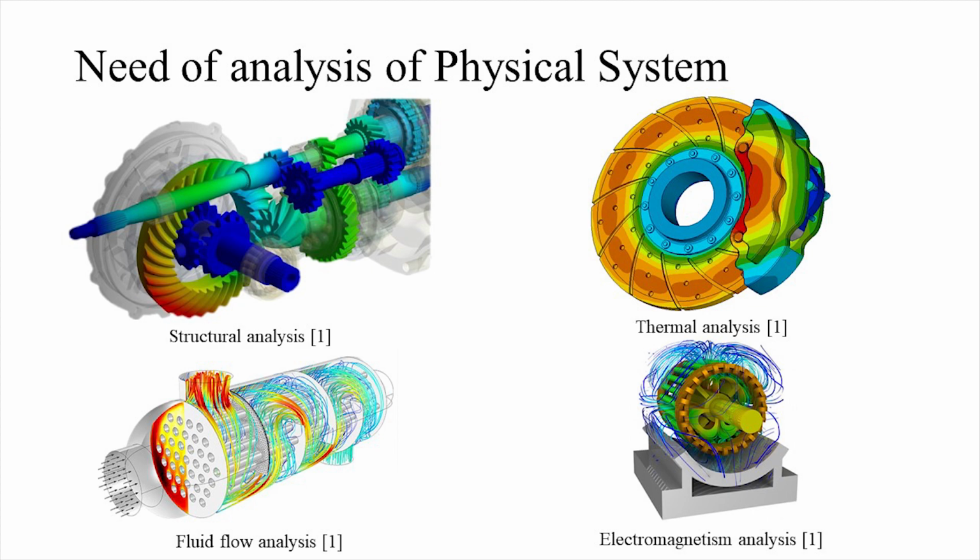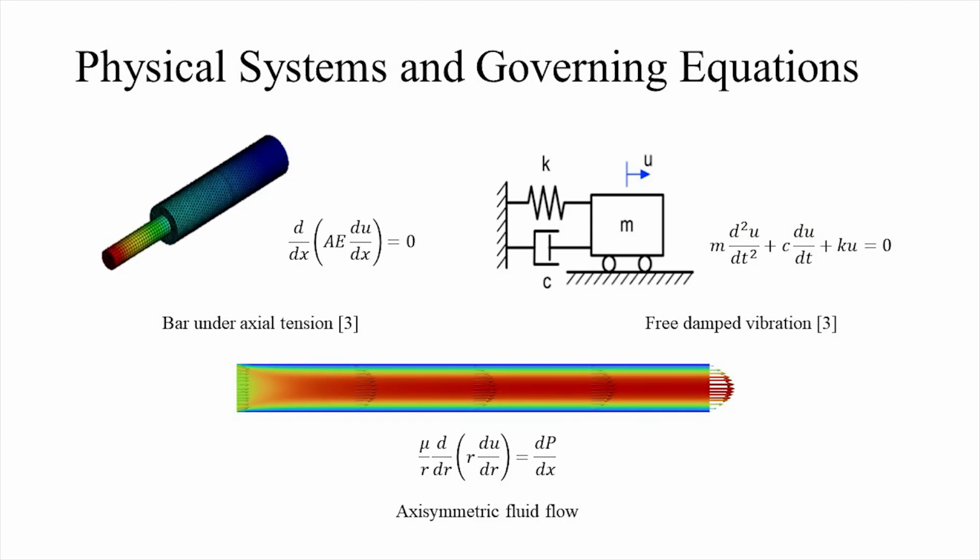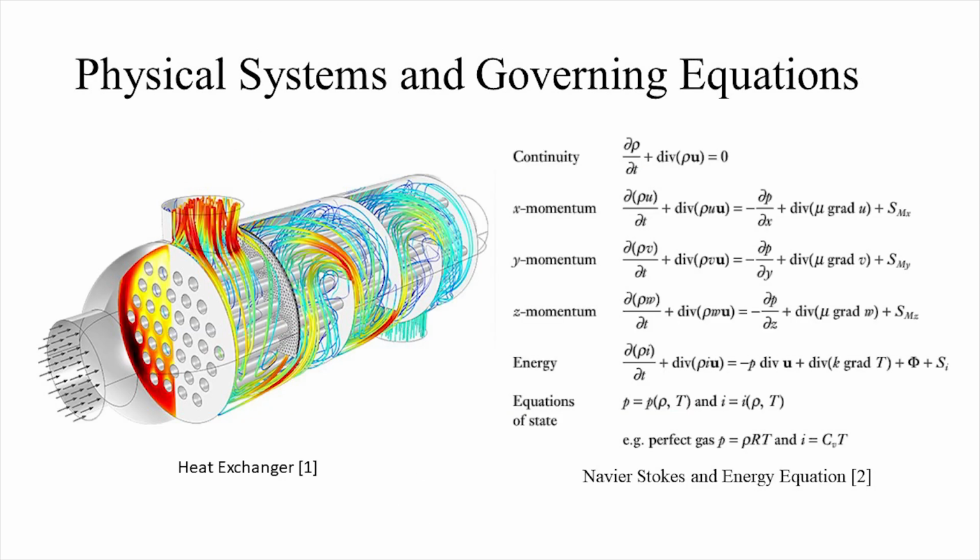Let's look at a few examples of physical systems. In our day-to-day life, there are instances where we assume a certain machine is working correctly, but it requires rigorous testing and inspection. Examples: structural analysis of a gear drive, thermal analysis of brakes, flow analysis of a heat exchanger, and electromagnetism analysis of a motor, to name a few. Following are examples of systems which can easily be solved using analytical techniques: a bar under axial tension, a free damped vibration system, and axisymmetric fluid flow.